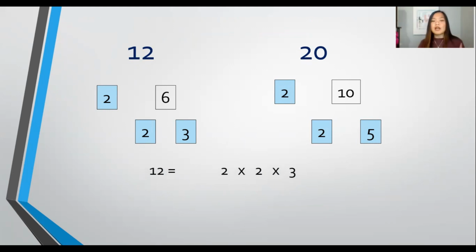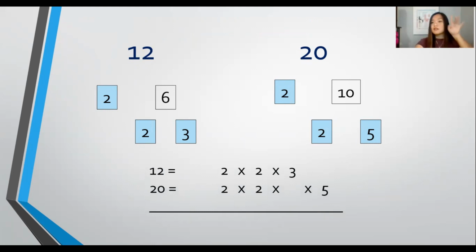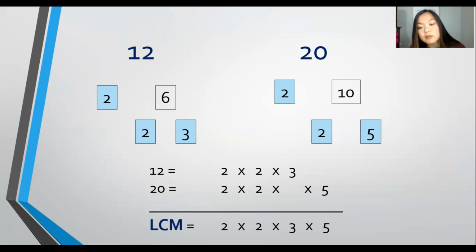12 is 2 times 2 times 3. Yung mga naka-blue lang, yan yung prime factor niya. And 20, you have 2 times 2 times 5. Walang 3, kaya walang kalinya yung 3 and 5. So, let's have the LCM to be 2 times 2 times 3 times 5. And you have to multiply that to get the LCM of 60. So, the LCM of 12 and 20 is 60.